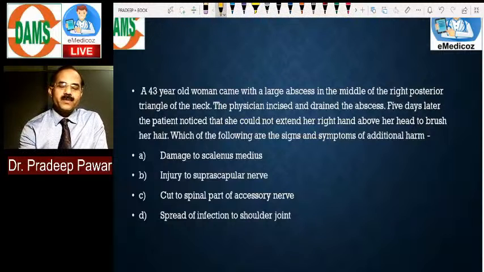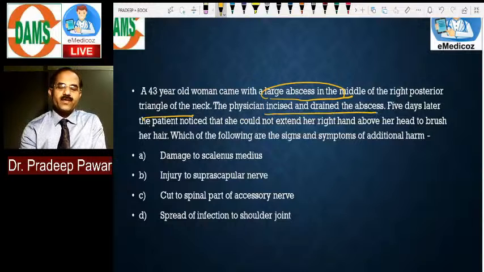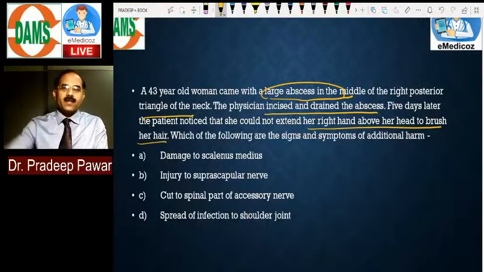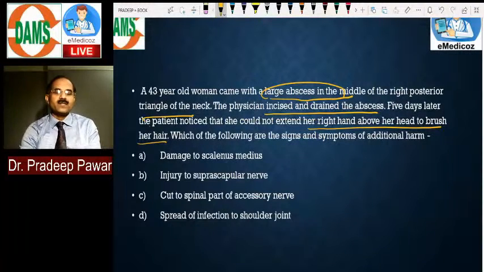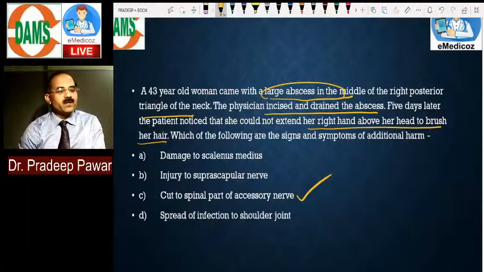Look at this clinical question. A 43-year-old woman came with a large abscess in the middle of the posterior triangle of the neck. The physician incised and drained the abscess. Five years later, she could not extend her right hand above her head to brush her hair. That means overhead abduction is lost. What's the answer? Cut to the spinal accessory nerve.